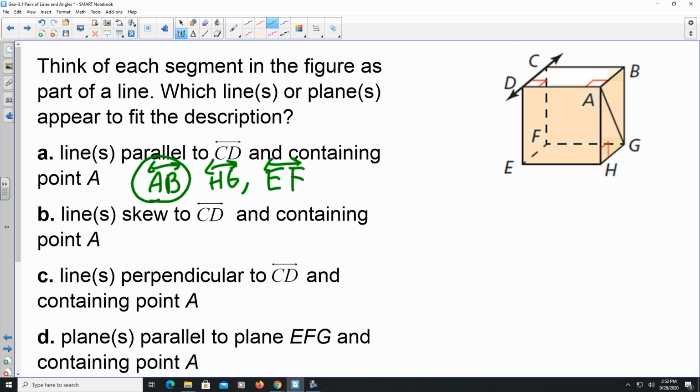Here they're looking for skew lines to CD and containing point A. Ones that are considered to be skew lines would be like AH, AG, and BG would be a skew line. But again, the ones that contain point A are AH and AG.